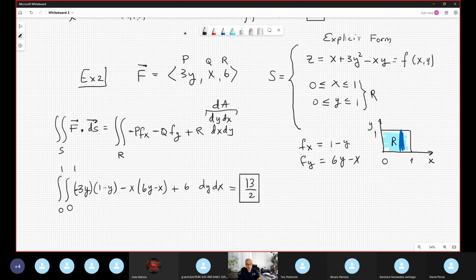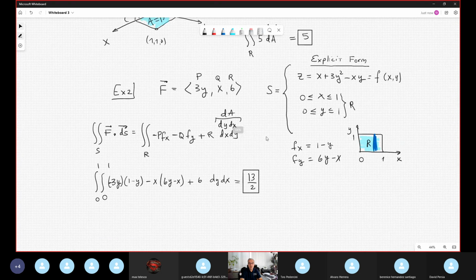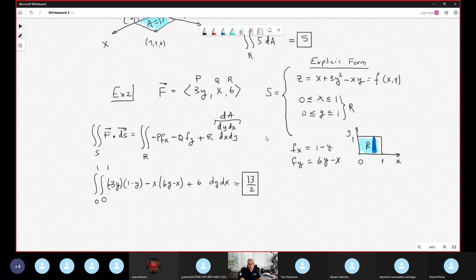So we use this formula when we have explicit form. And how do you know it is explicit form? Because z is isolated, or x is isolated, or y is isolated. Cool? Do you understand this problem? Any questions? You need to understand the logic of the problem, no? But basically it's the formula.